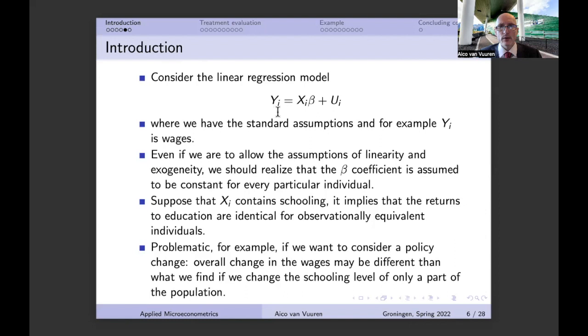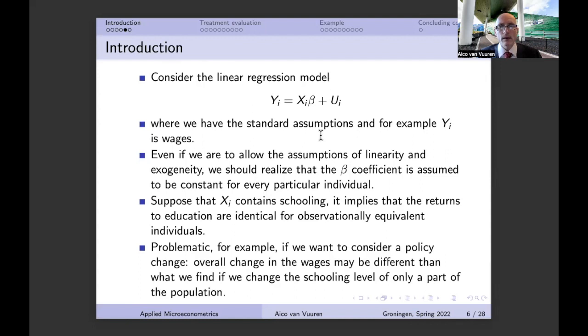I'm sure that you have seen this equation before. We have at the left-hand side y_i, and at the right-hand side we have x_i times beta plus u_i. I'm going to make the standard assumptions over here. The main assumption that you typically have to make at the moment that you would like to estimate this with standard ordinary least squares is that x and u should be uncorrelated with each other. But apart from that, you don't need that many additional assumptions apart, of course, from this model itself.